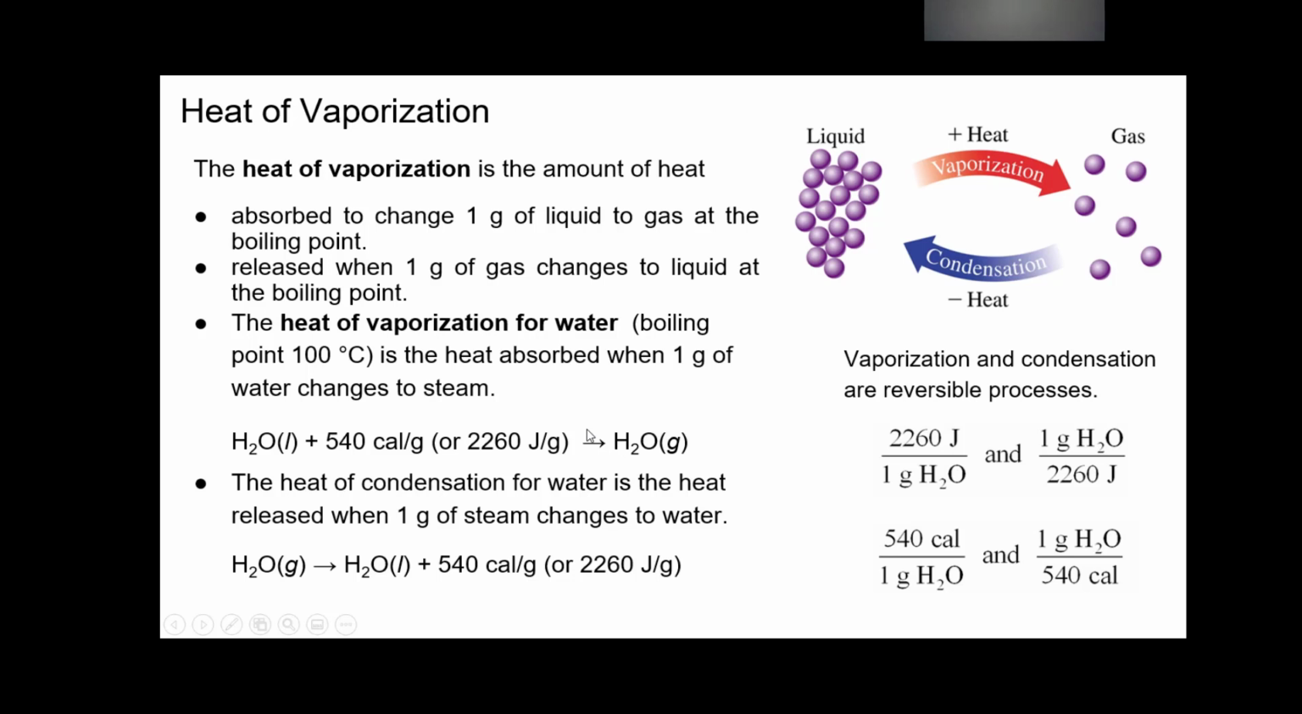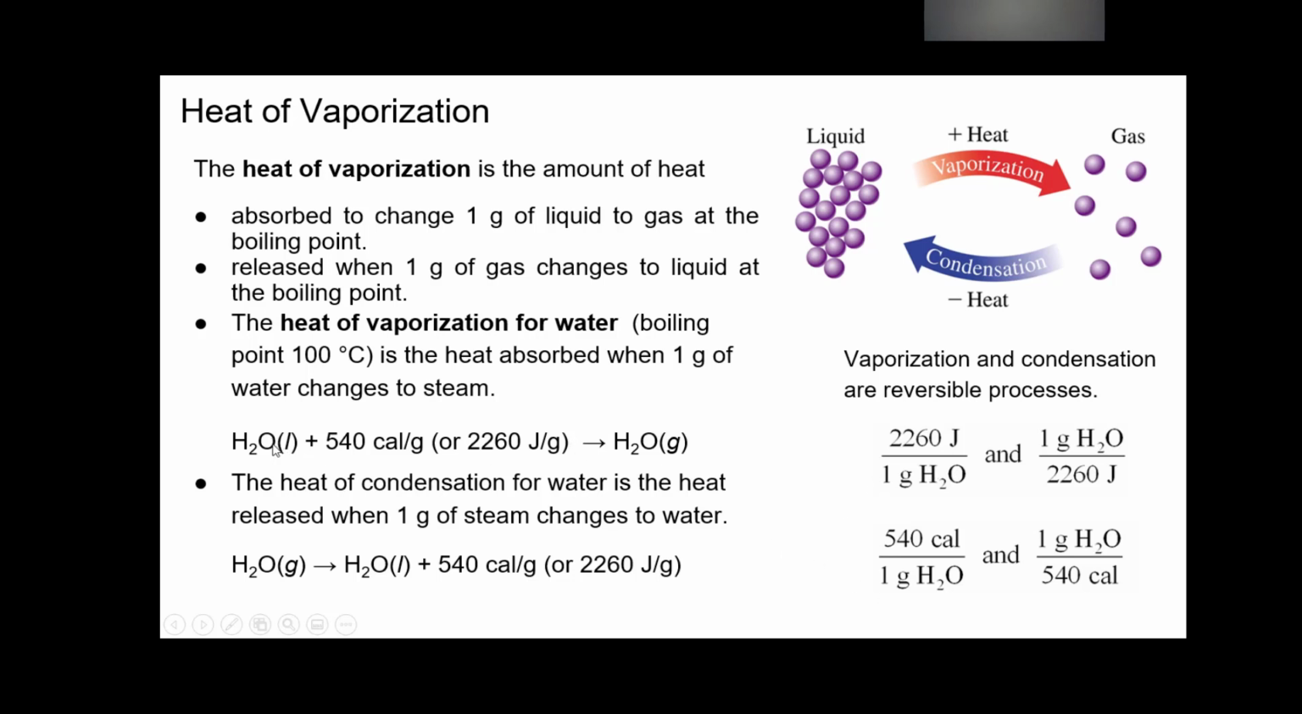Heat of vaporization. The heat of vaporization is the amount of heat absorbed to change 1 gram of liquid to a gas at the boiling point. The heat of vaporization for boiling at 100 degrees Celsius is the heat absorbed when 1 gram of water changes to steam. So this is when we're going from a liquid to a steam. And it's quite bigger numbers than what we dealt with. So going from ice to a liquid or liquid to ice, the numbers were a lot smaller than what we have here.